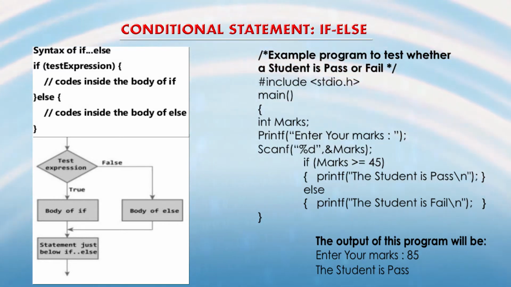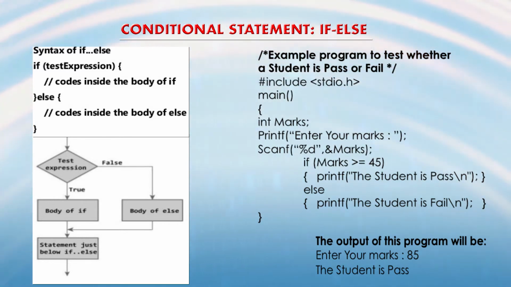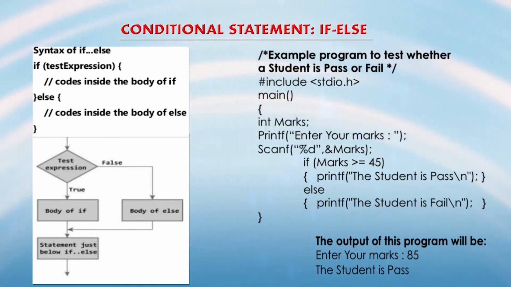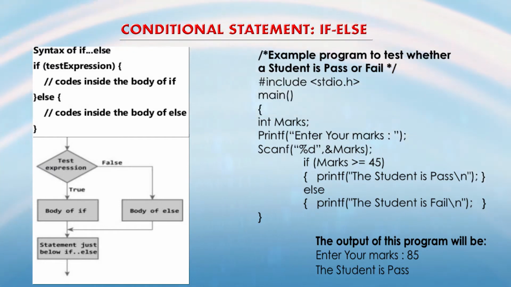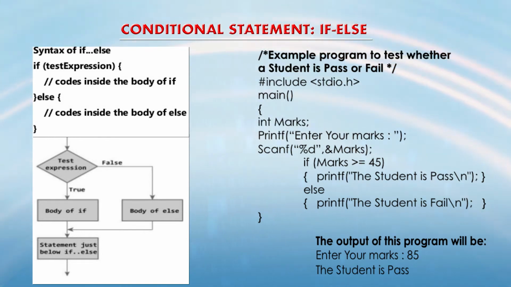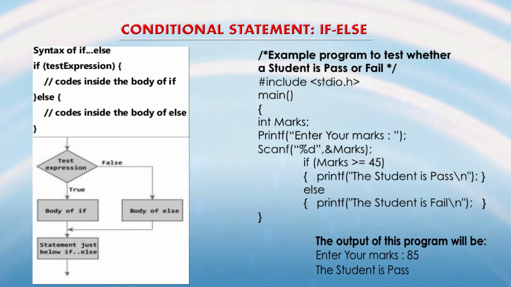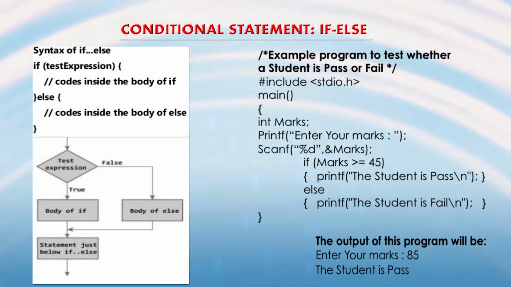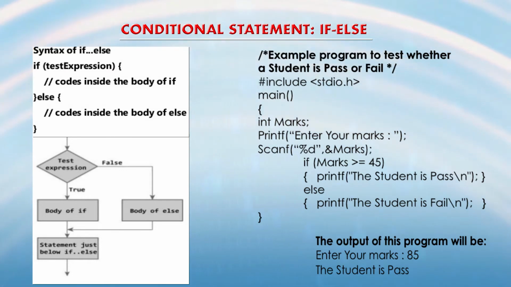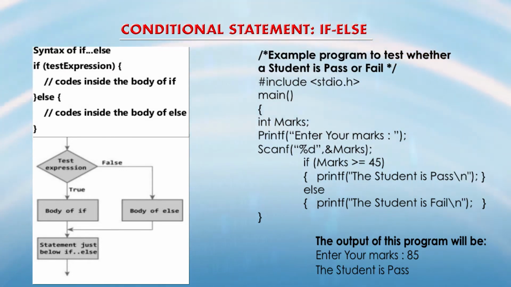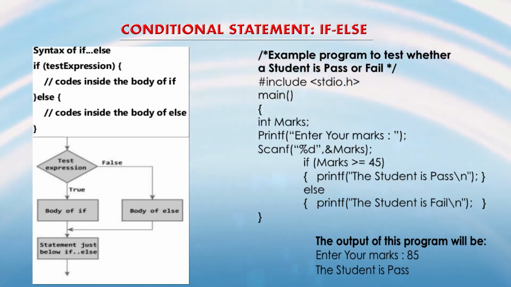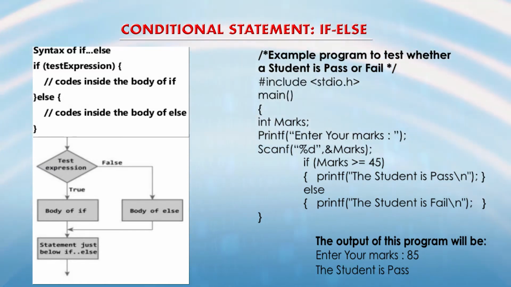So we are using the printf function of stdio.h to write "enter your marks", and then we are using the scanf function to read the marks entered by the user. Now if the marks entered by the user are greater than or equal to 45, then we print that the student is pass, else print the student is fail. So this is how, if the entered marks are greater than 45, the answer will be that the student is pass. Otherwise, if the marks are less than 45, the answer will be the student is fail.